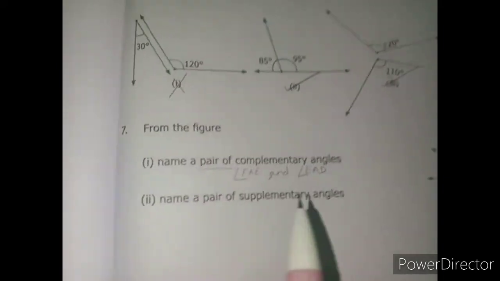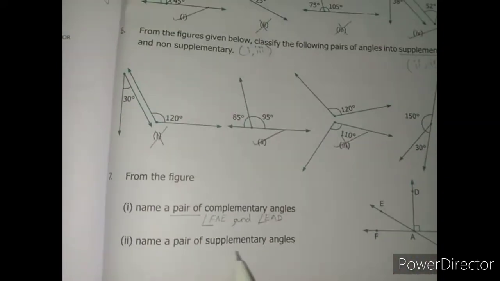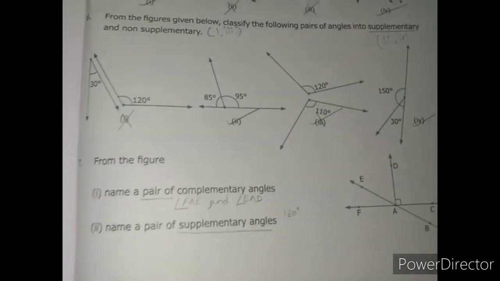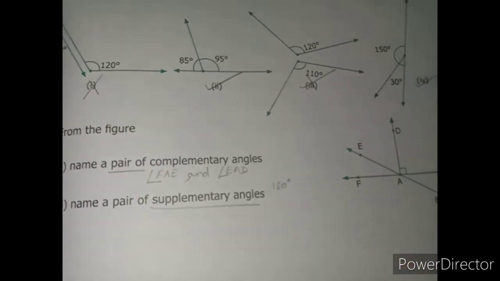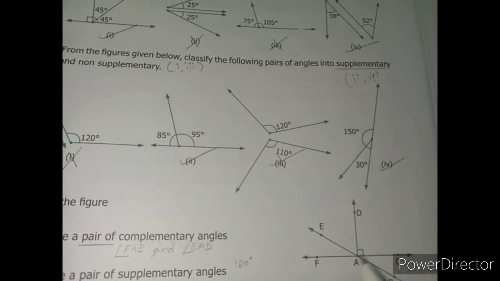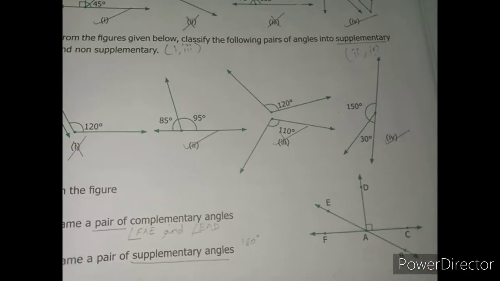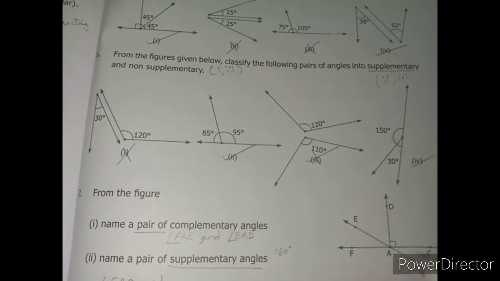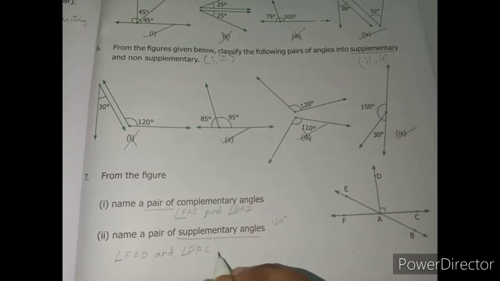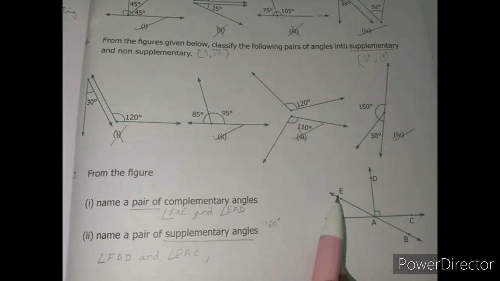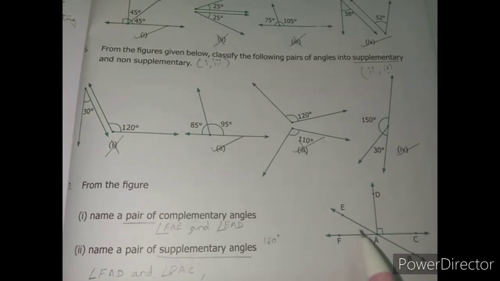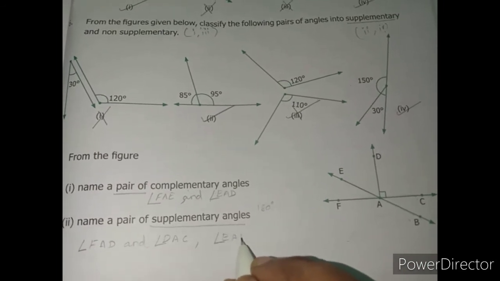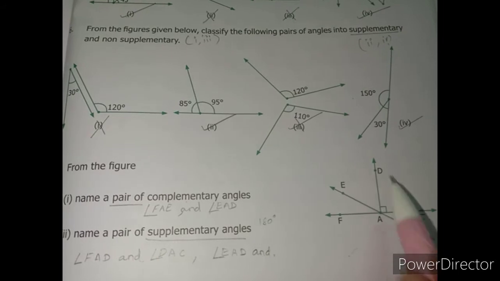See the next one. Name a pair of supplementary angle. What is supplementary angle? Which is giving 180 degree. So 180 degree is nothing but the whole thing like this. Okay. So now you can write FAD and DAC. It gives supplementary angle. Then we will see this way. This way it is also giving, no? So EAD angle, EAD and DAB.